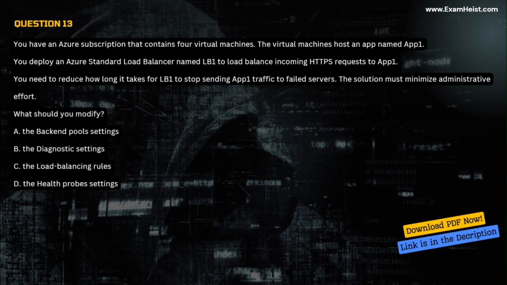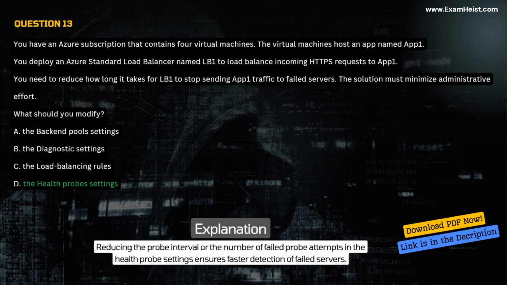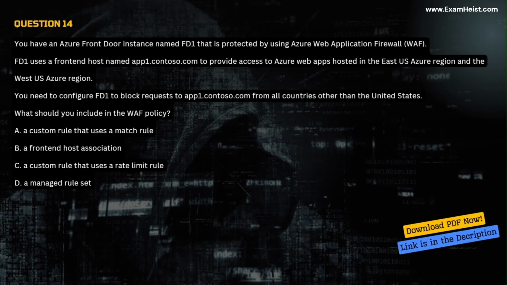What should you modify? A. The backend pool settings. B. The diagnostic settings. C. The load balancing rules. D. The health probe settings. Correct answer D. The health probe settings. Explanation. Reducing the probe interval or the number of failed probe attempts in the health probe settings ensures faster detection of failed servers.